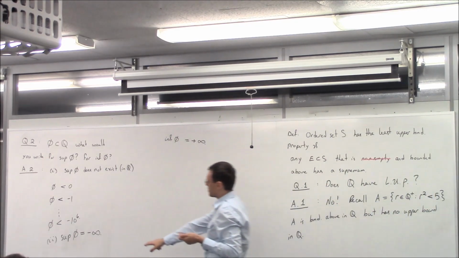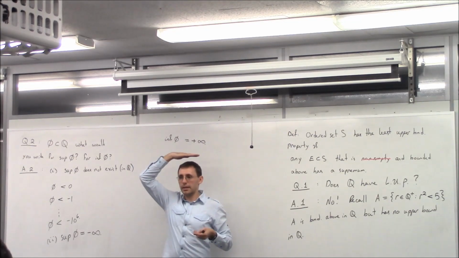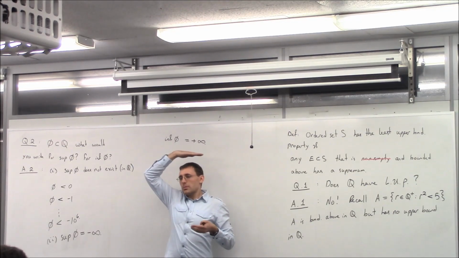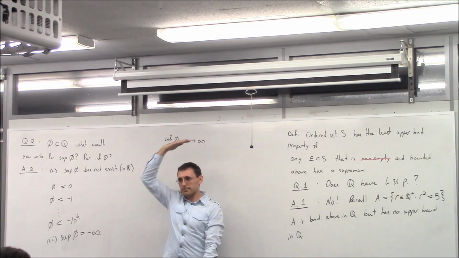So the non-empty part makes this weird situation. You would expect the supremum to be bigger than the infimum, correct? You would expect the upper bound to be bigger, my lower height to be smaller than my upper height.